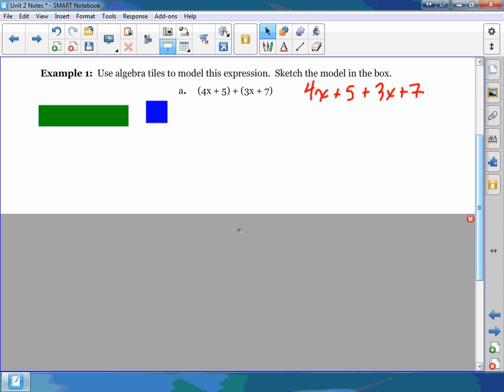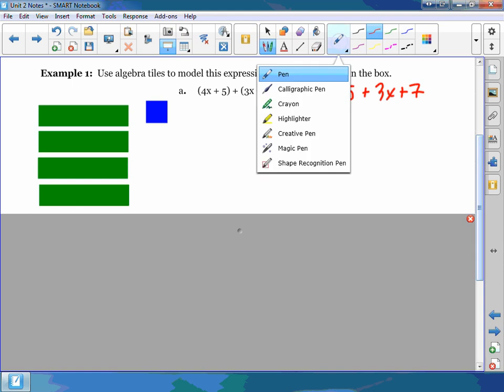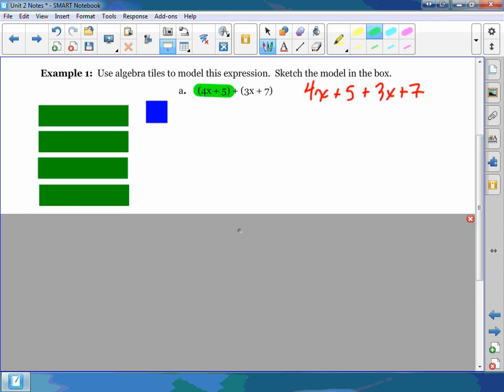Okay, so 4x's would be these green bars, right? So I have 4 of these. Well, yeah, how about this, Jonas? Let's do it like this. Let's say just that highlighted part right there. Tell me how to build that. Don't worry about the other part yet. How do I build 4x plus 5?